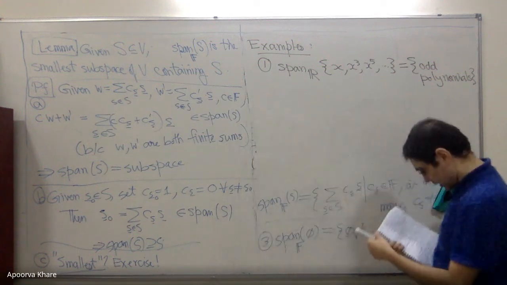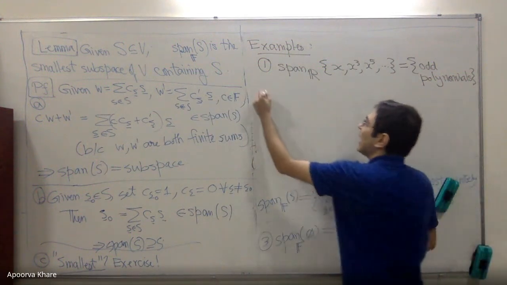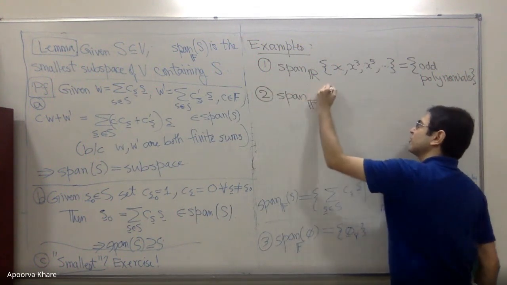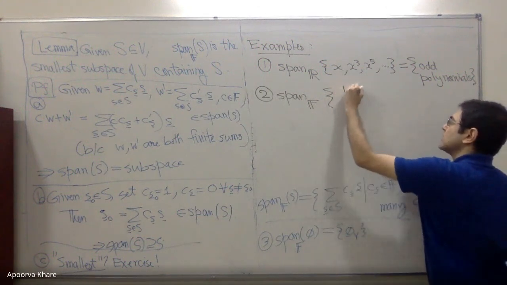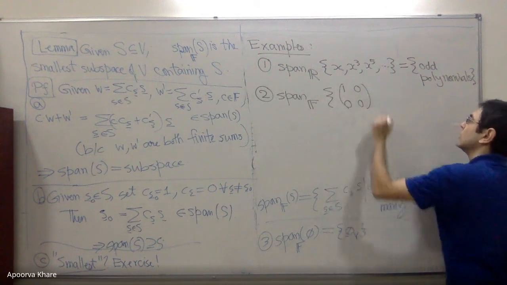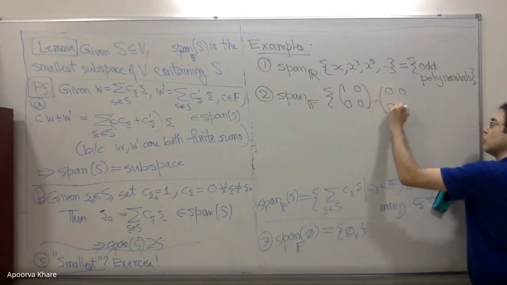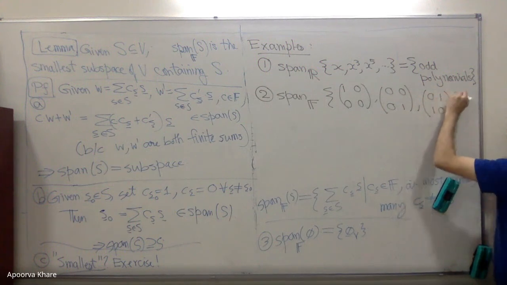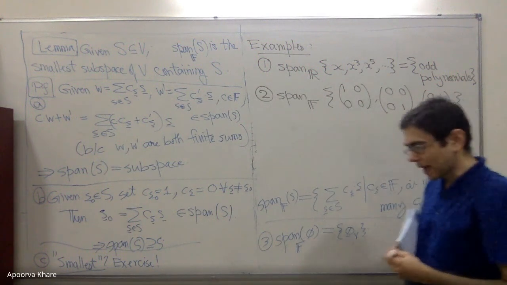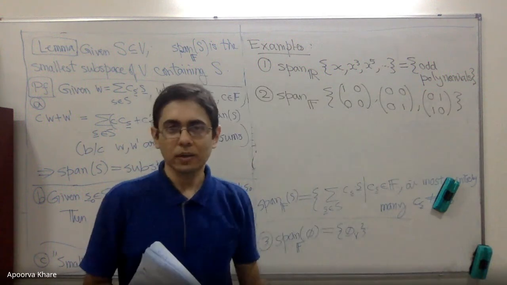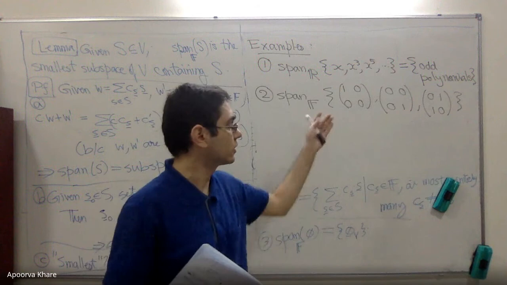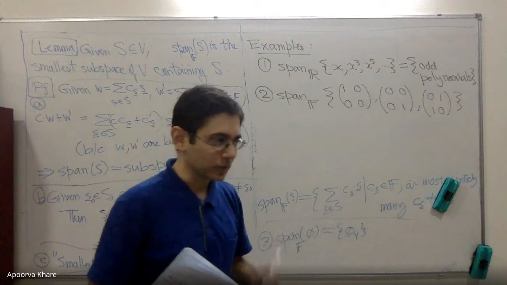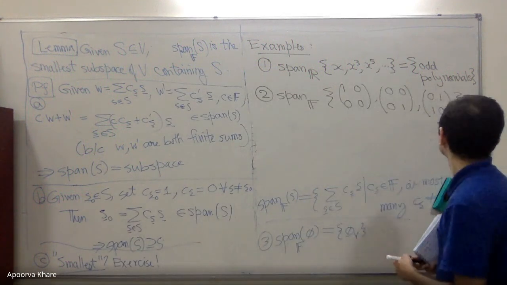Similarly, let me tell you this, which is nice. The span, over any field F, of the following three matrices: [1, 0; 0, 0], [0, 0; 0, 1], and [0, 1; 1, 0]. So what should the span be? Maybe you can pause the video for a couple of seconds and try to figure out what this is. If you figured out something, then you are well done.